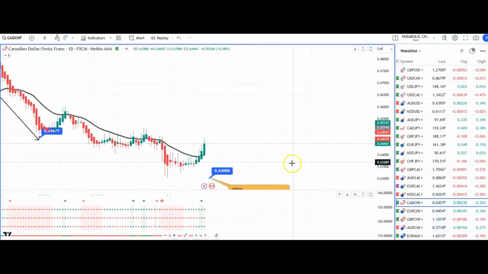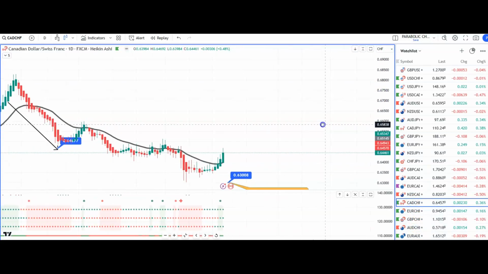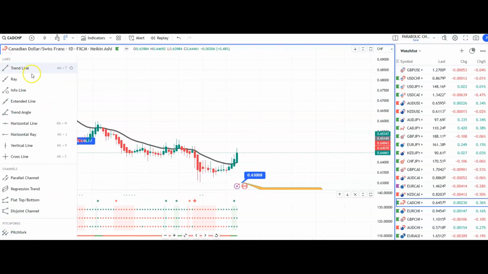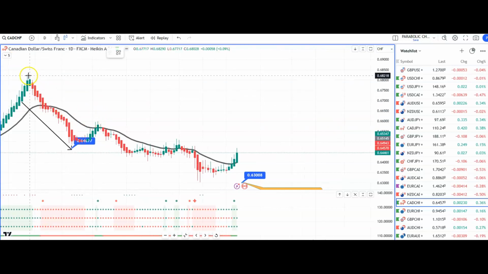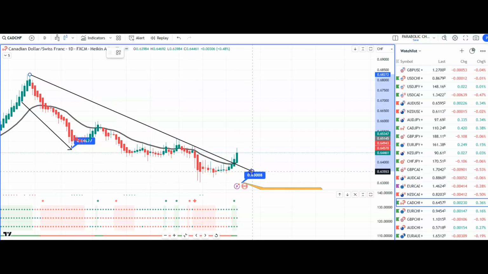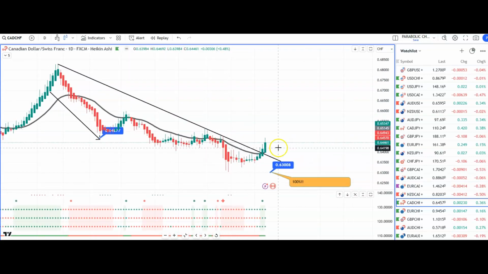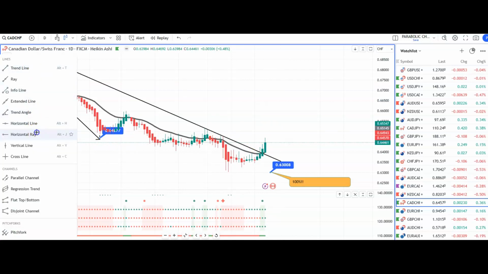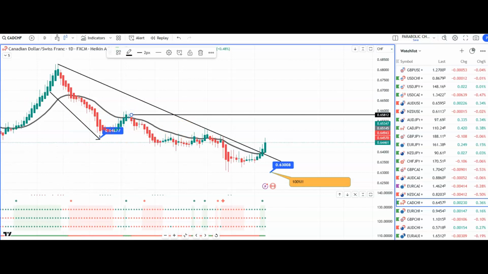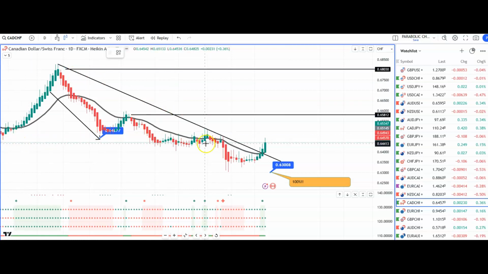Canadian Swiss has gone parabolic to the upside. We can see this here. This has been broken somewhere around there. So it's coming to this space and is parabolic to the upside. So we can expect a target there. If you want to calculate targets, just look left. Simple.